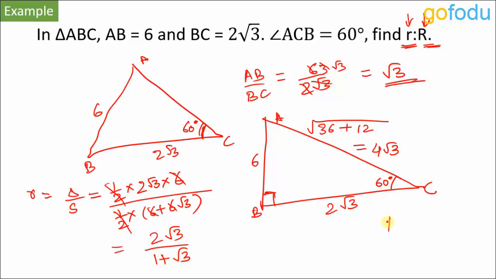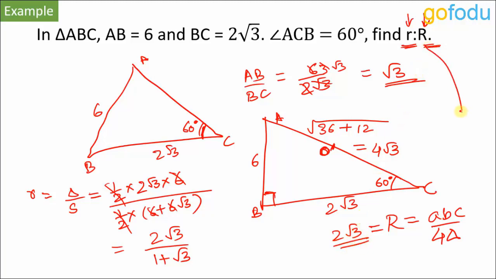Now we need to find the circumradius. Circumradius is what? ABC upon 4 times the area of triangle. Now for any other triangle, we would have done this. But in a right triangle, circumcenter O lies at the midpoint of the hypotenuse. So circumradius is half of this total length AC. Circumradius is half of the hypotenuse. This point you should keep in mind. In a right triangle, the circumcenter lies at the midpoint of the hypotenuse. So R will be AC upon 2, that is 4 root 3 upon 2, which is 2 root 3.